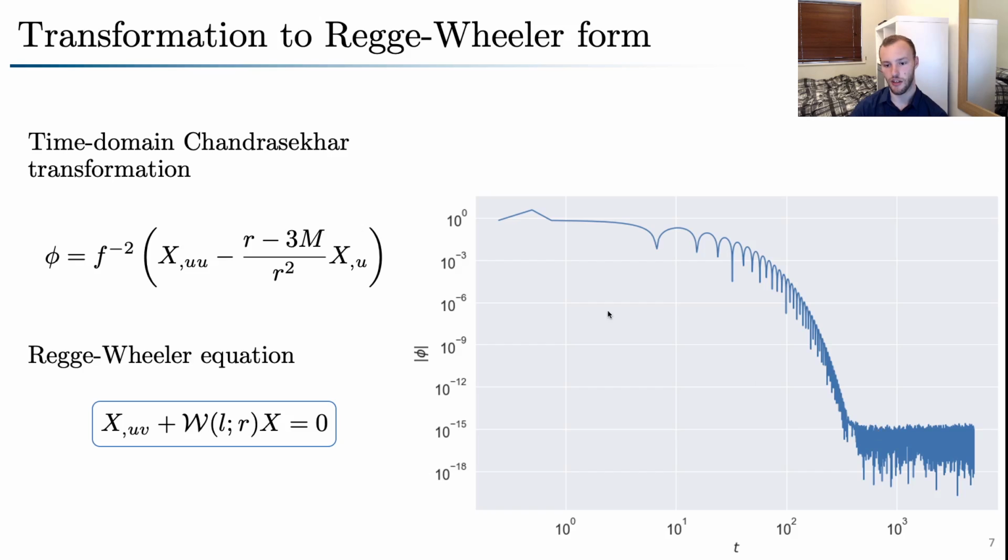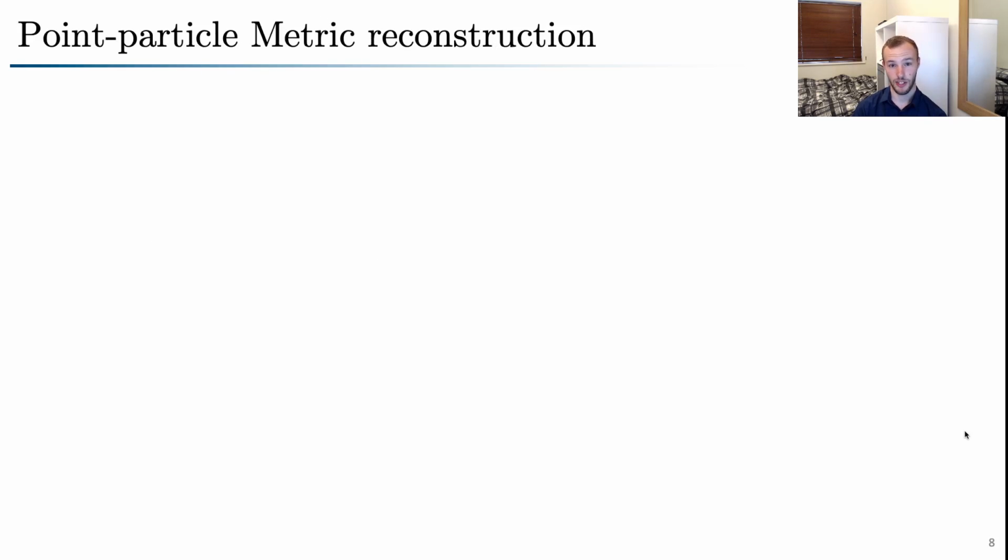And you can see that there's no t to the 4 growth as would be expected from the Teukolsky equation, as this is s equals minus 2. There's just the normal quasi-normal mode decay and then the round off error. So now let's talk about putting a particle into the situation.